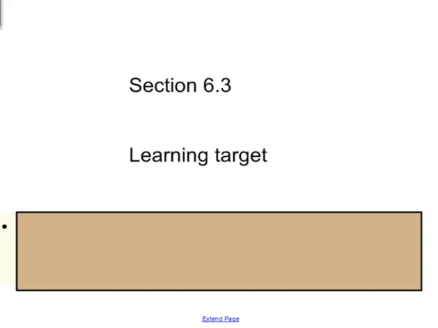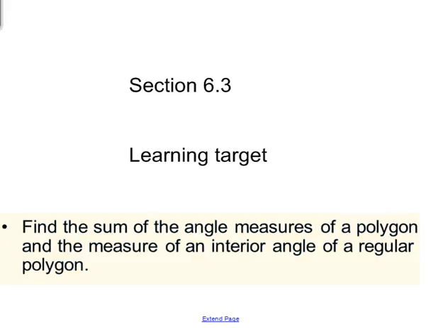We're going to begin our review video for section 6.3. That's chapter 6, the third section. And as always, we start with our learning target. Our learning target for today is to find the sum of the angle measures of a polygon and the measure of the interior angle of a regular polygon.